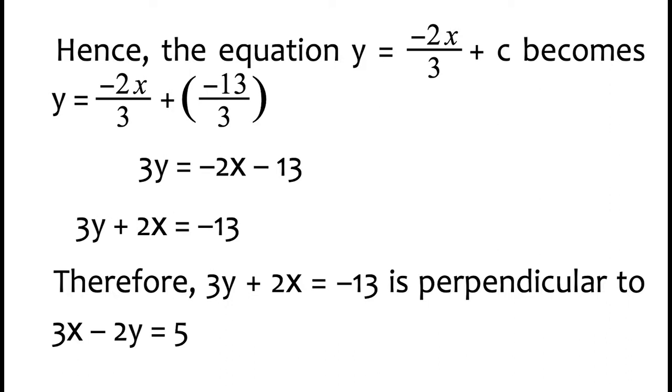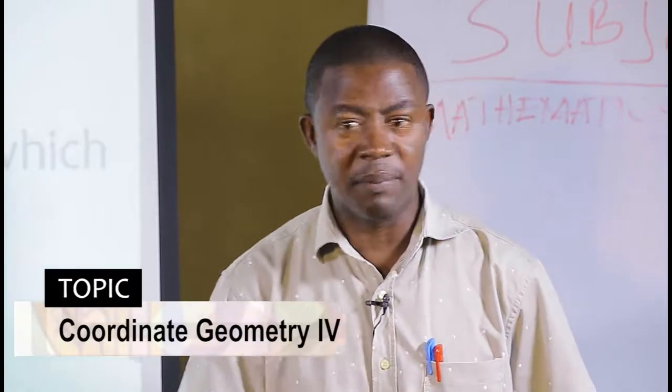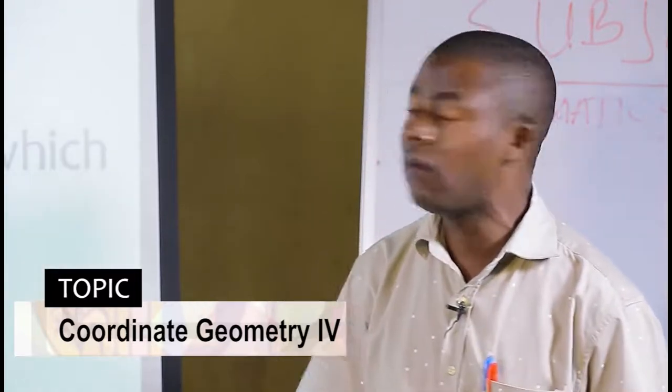Hence, 3y plus 2x equals minus 13 is perpendicular to 3x minus 2y equals 5. So 3y plus 2x equals minus 13 is therefore the equation perpendicular to the required equation 3x minus 2y equals 5. Let's move to the next example, which is our last example.